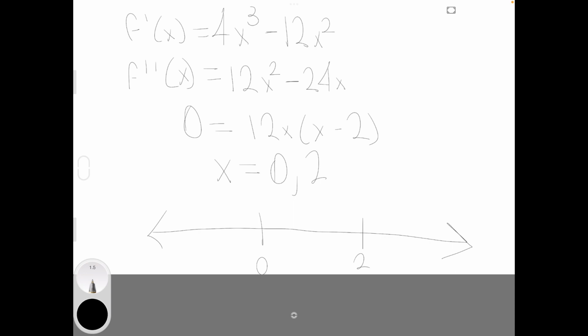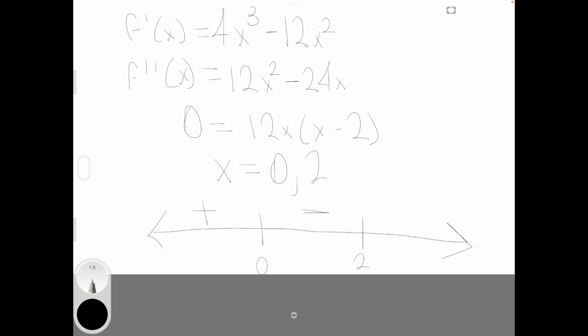So when we have -1, that's going to be positive because you have 12 times -1, so that's -12, times -1 minus 2, which is -3. So that's going to be positive 36. So that's a positive number. Then when you have 1, that's going to be a negative number because 12 times 1 is 12. And 1 minus 2 is -1. So -1 times 12 is -12. This middle part is going to be a negative number.